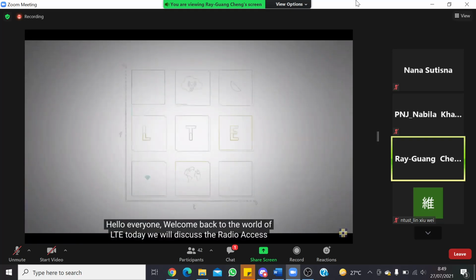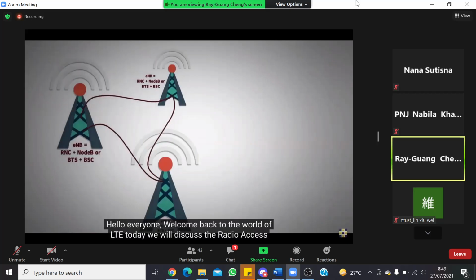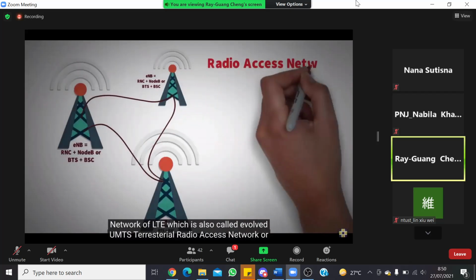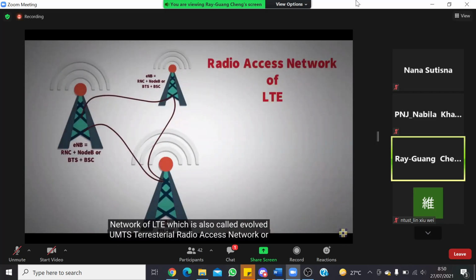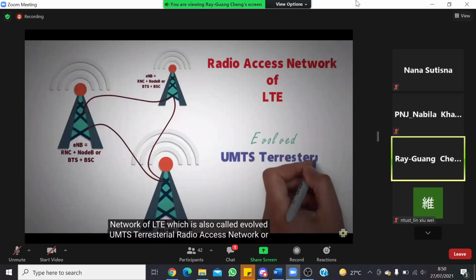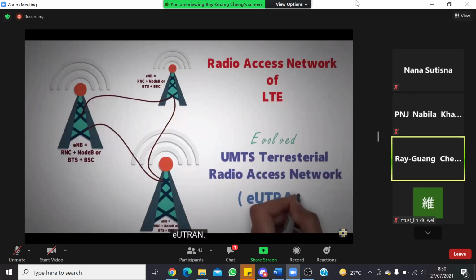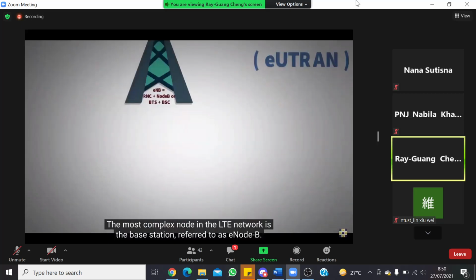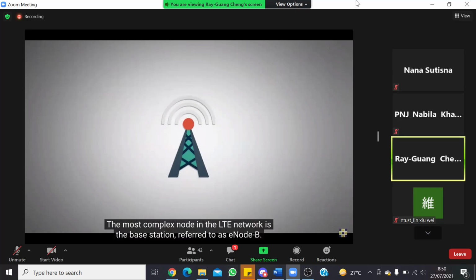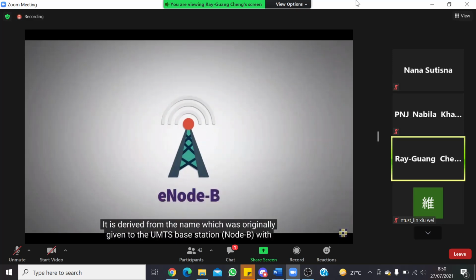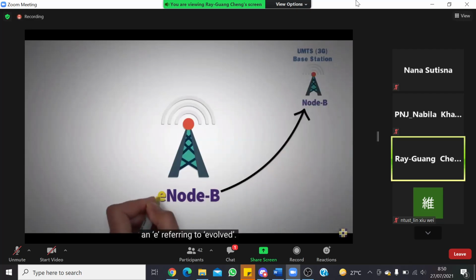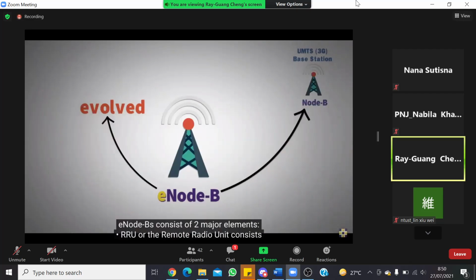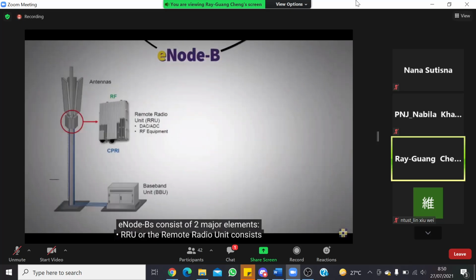Hello everyone, welcome back to the world of LTE. Today we will discuss the radio access network of LTE, which is also called Evolved UMTS Terrestrial Radio Access Network, or E-UTRAN. The most complex node in the LTE network is the base station, referred to as eNode B. It is derived from the name which was originally given to the UMTS base station, Node B, with an E referring to Evolved. eNode Bs consist of two major elements.